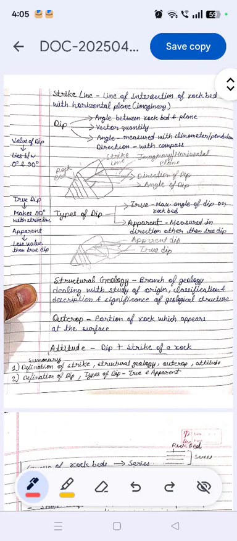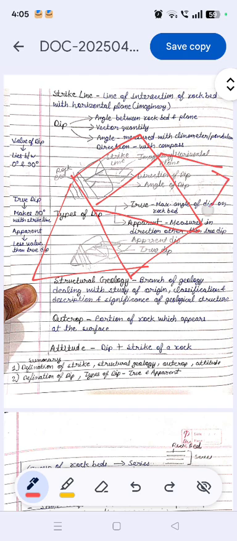So in today's video we will talk about the basics of structural geology. First term is the strike line. Strike line is the line of intersection of a rock bed with the imaginary horizontal plane. Suppose this is a rock bed, and this is the horizontal plane. So this line will be the strike line.